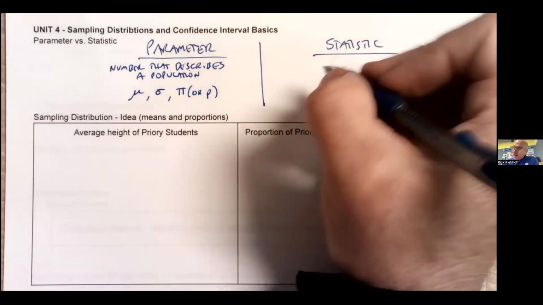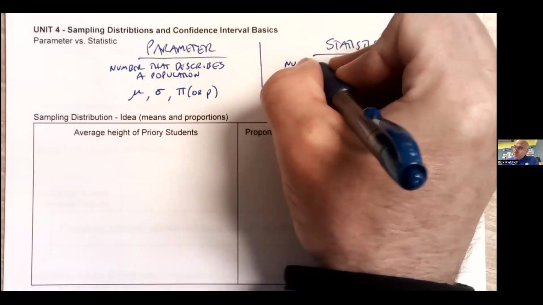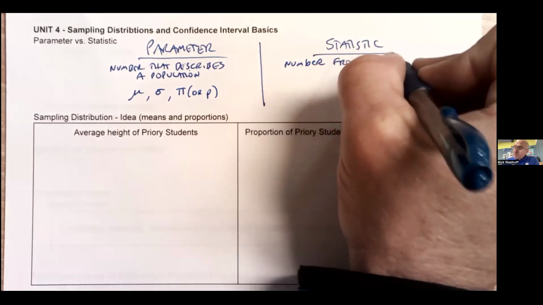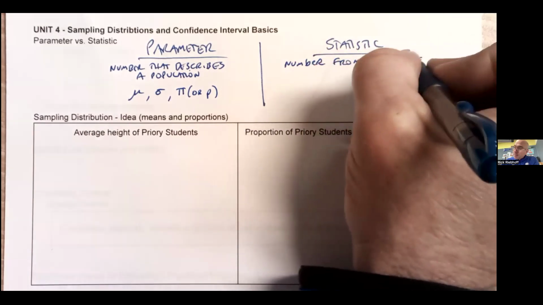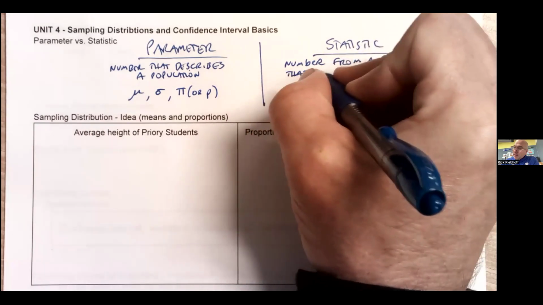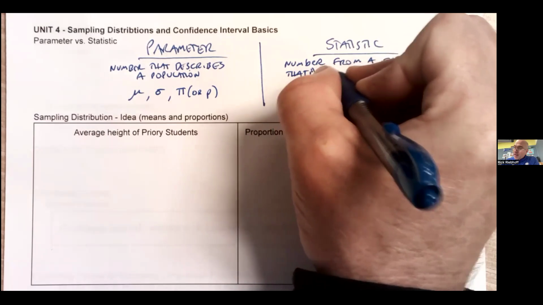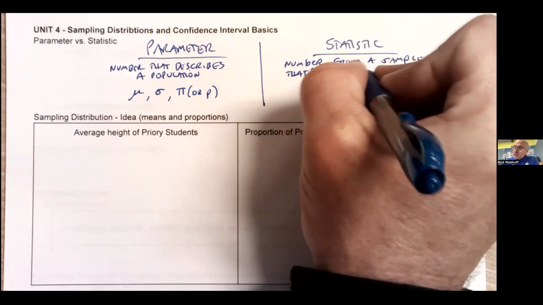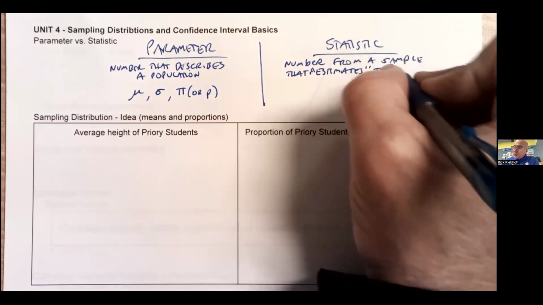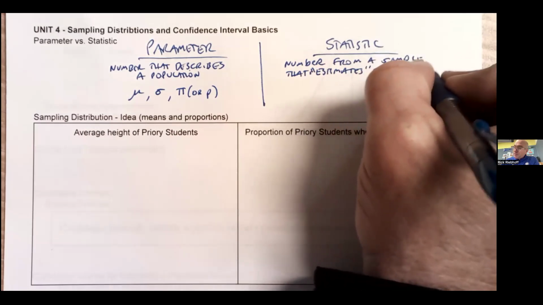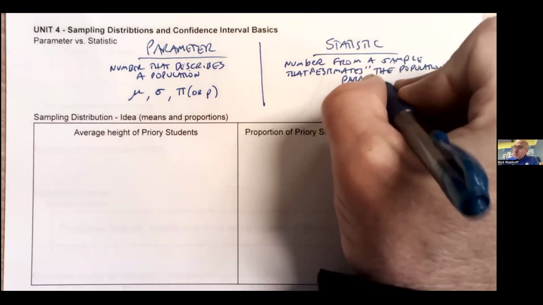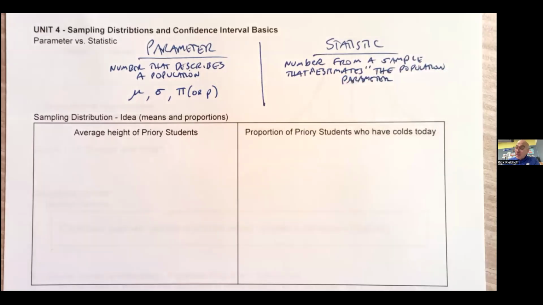A statistic is a number from a sample that I'll put in quotes, I don't know why, "estimates" the population parameter. Okay, so statistic we take from a sample.